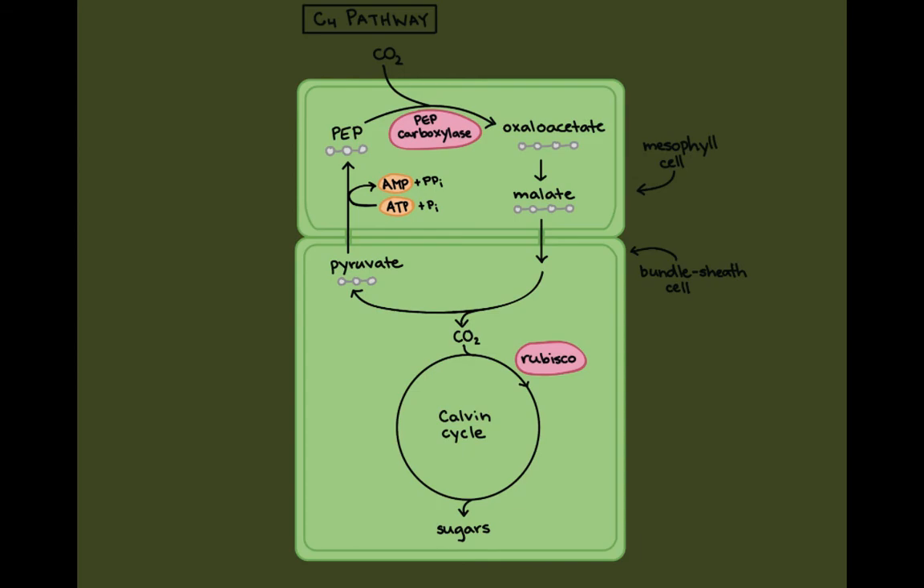Okay. In terms of what you need to know here, just know that they're separated by space. I'm not concerned that you know that it gets turned into oxaloacetate and then malate. Just know that it gets turned into something else, crosses the membrane, gets turned back into carbon dioxide.